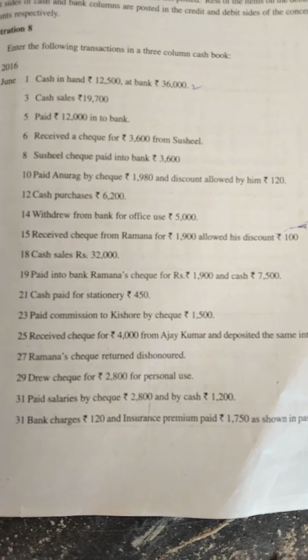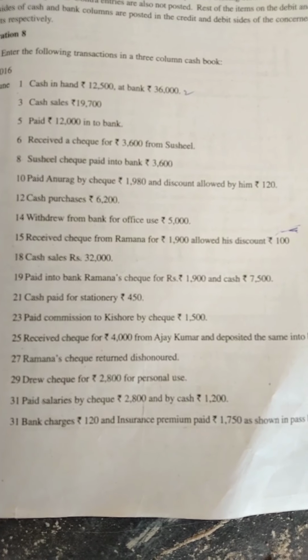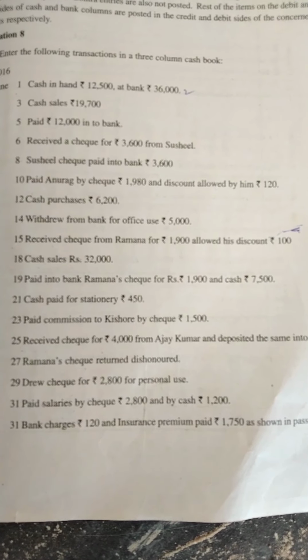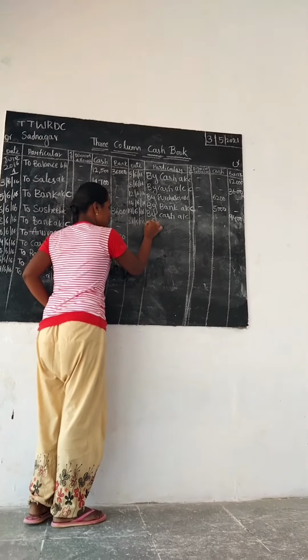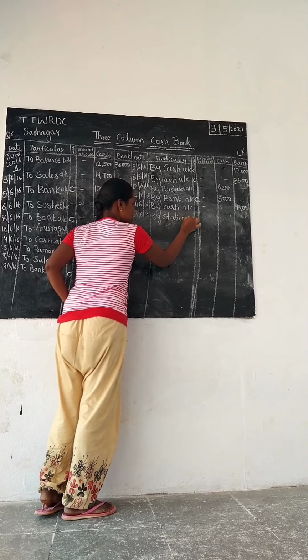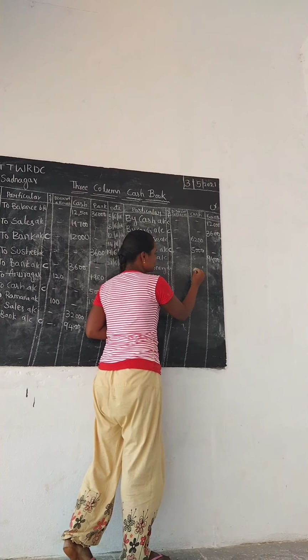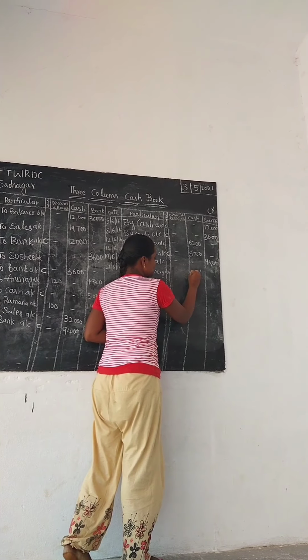We are paying the stationery amount, so our cash is going out, so it is the credit side. 16 by stationery account 450. Write 450 in the cash column.